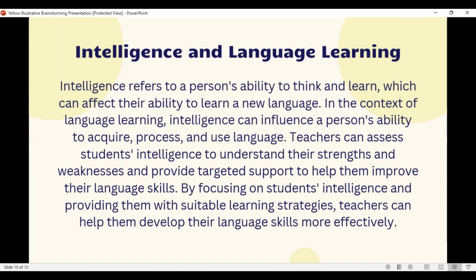Teachers can assess students' intelligence to understand their strengths and weaknesses and provide targeted support to help them improve their language skills. By focusing on student intelligence and providing them with suitable learning strategies, teachers can help them develop their language skills more effectively.